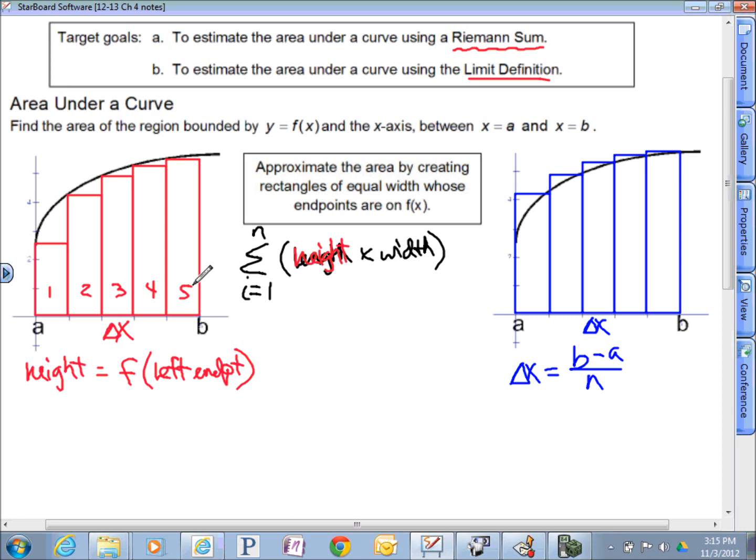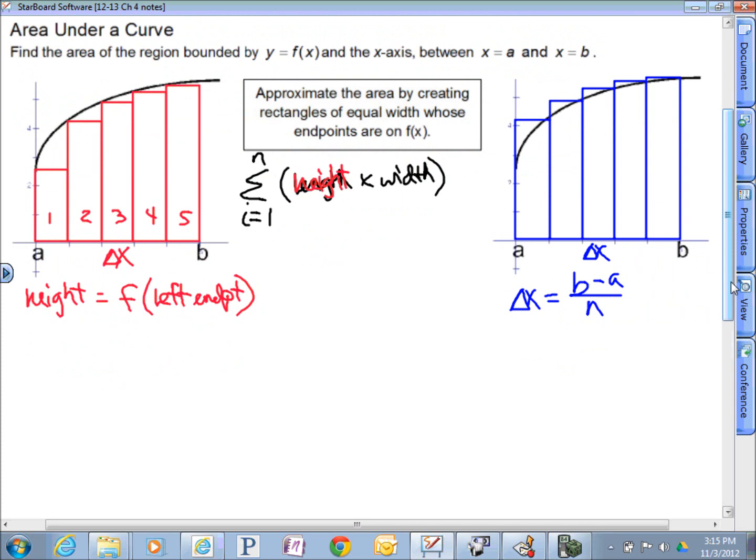Over on the blue side, the height is going to be f of the right endpoint. So if I did the same thing, here's my first rectangle, the first rectangle's height would be f of 1. The second rectangle's height would be f of 2. The third rectangle's height would be f of 3. The fourth rectangle's height would be f of 4, and the last rectangle's height would be f of b, or in this case, f of 5. What do I mean by that again? The fourth rectangle's height is f of 4. Put 4 into the function and find out what its y value is. So what does all of this mean?